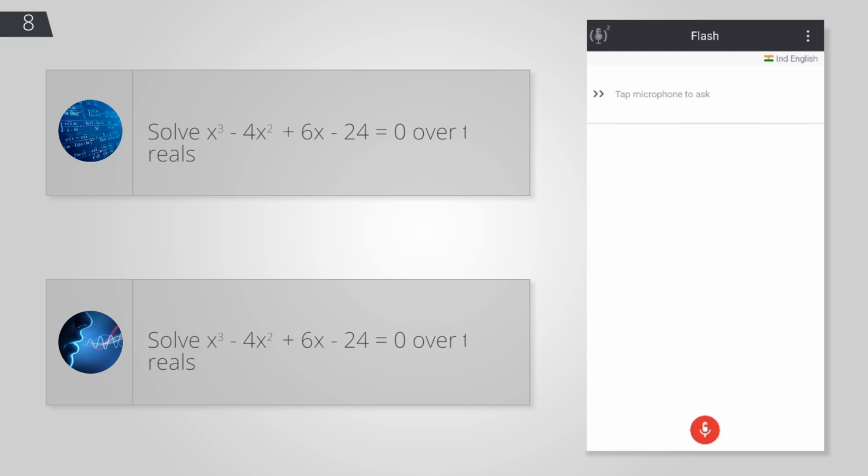Solve x to the power of 3 minus 4x squared plus 6x minus 24 equals 0 over the reals.